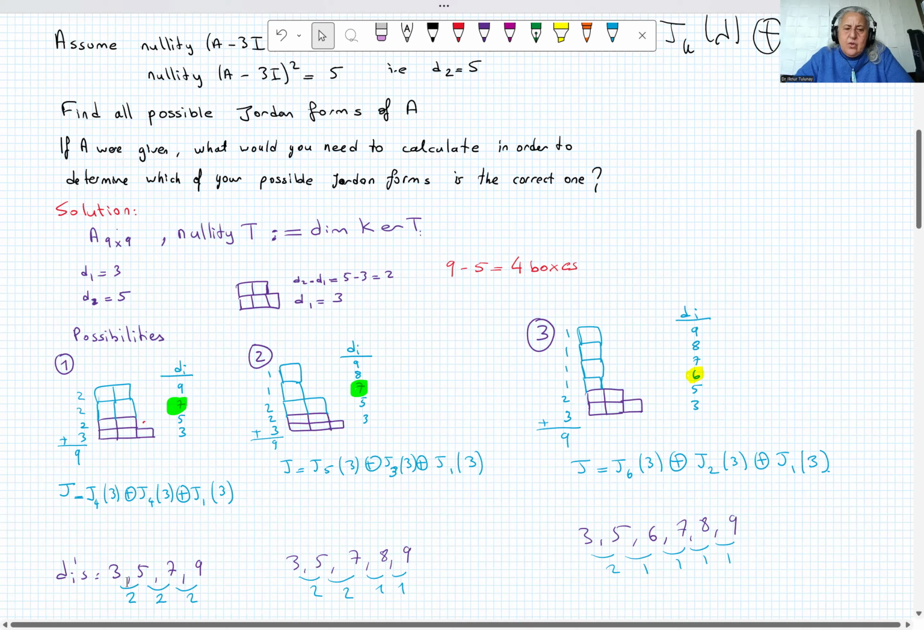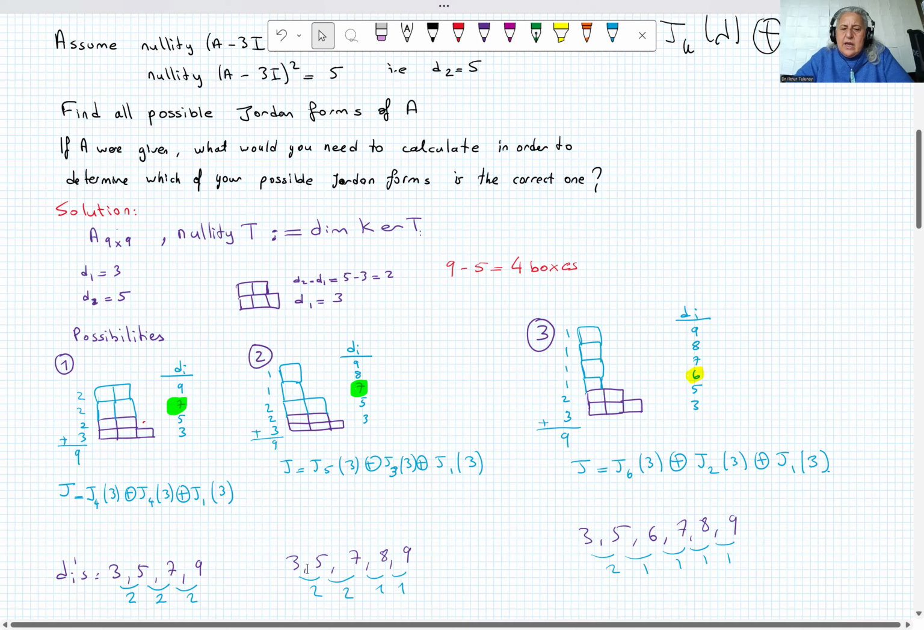So these are the possibilities. So 3, 5, 7, 9, that is the D1, D2, D3, D4. That's the possibility corresponding to this configuration. For this configuration, we put 2 blocks in here, so the D3 has to be 7. We put 1 block here, D4 is 8, and 1 block here, D5 is 9. So I have 3, 5, 7, 8, 9 as the construction of the Ds.